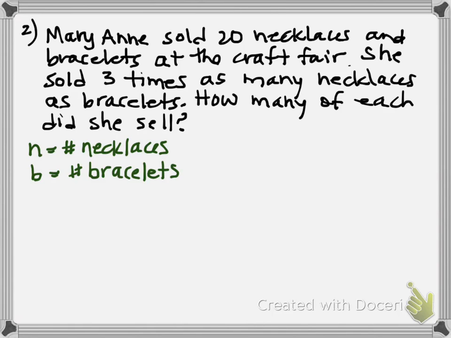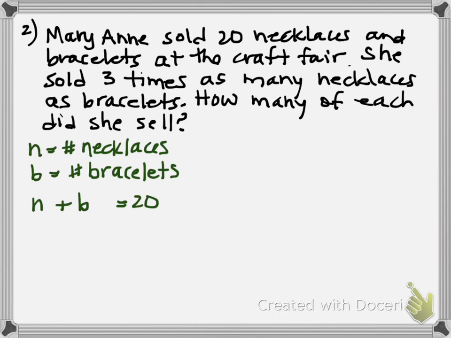You would go, so, N, x, oh, we don't have any x's, sorry, N times the number, no, that's the number next. How can we write an equation that uses the number 20, which is she sold 20 necklaces and bracelets? So we know it has to equal 20. N plus B. You got it. The number of necklaces plus the number of bracelets is 20.